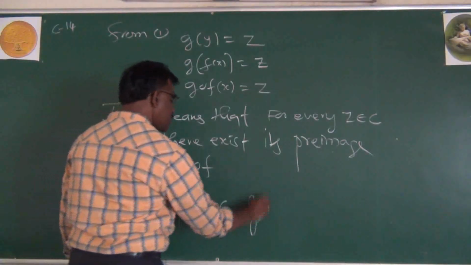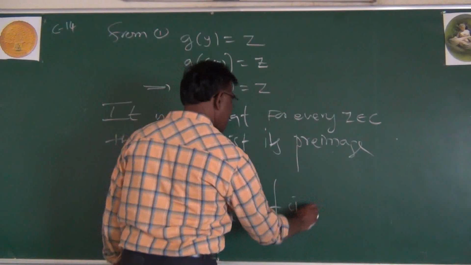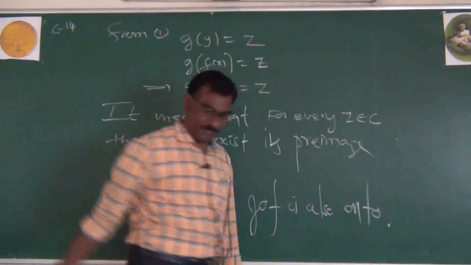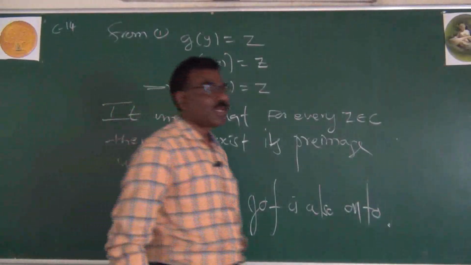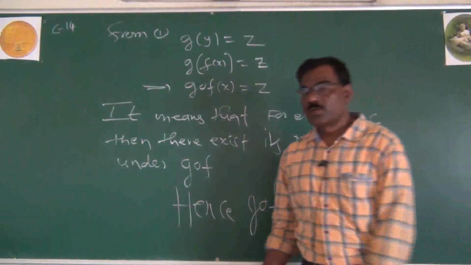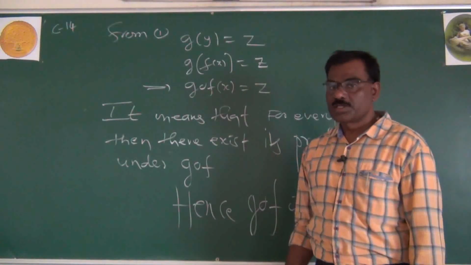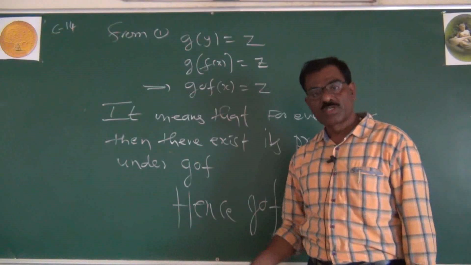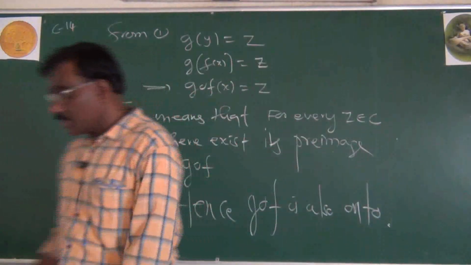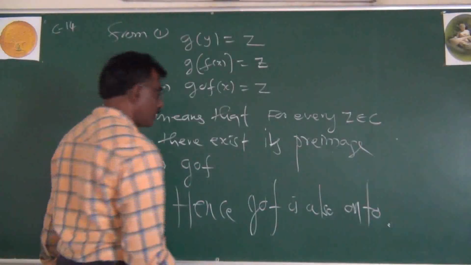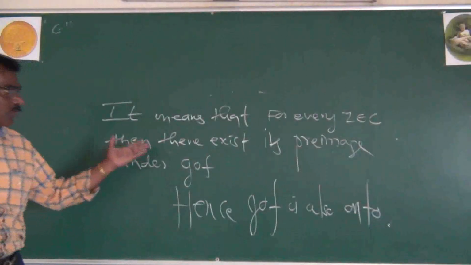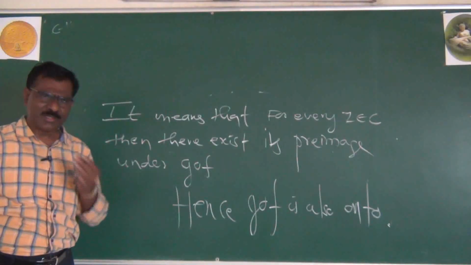Hence g composition f is also onto. Very important: if the functions f and g are both one-one, the composition is one-one. If the functions f and g are both onto, the composition is also onto. These two are very important properties. Very important just for practice.